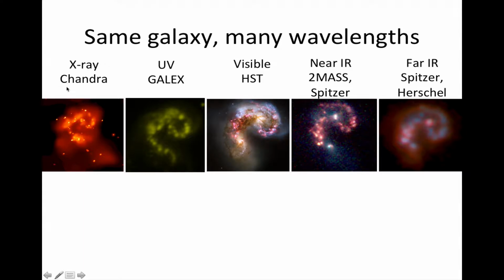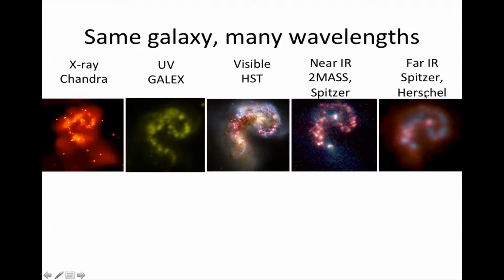If you're using X-rays, you might use a satellite called Chandra and get an image that looks like this. If you're using ultraviolet, you might use a satellite called GALEX and get an image like this. In the visible, you could be observing from the ground, but this image is from a spacecraft you may have heard of called Hubble Space Telescope. In the near infrared, you might use an all-sky survey from the ground called 2MASS, or you might use Spitzer and get an image like this. In the far infrared, you might use Spitzer or Herschel.